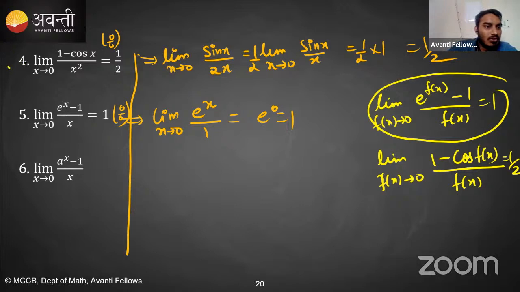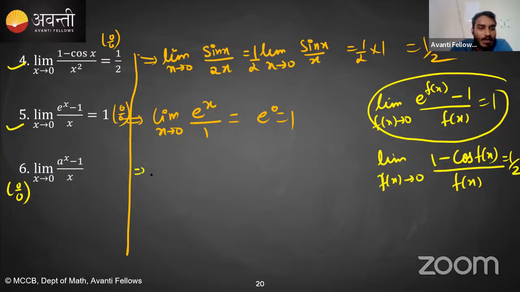So if it is clear, so now students, tell me the answer of the sixth one. I want the answer of sixth one. Limit x tending towards 0, a raised to the power x minus 1 upon x. What is the form? First of all, tell me x tending towards 0, a raised to the power 0 is 1. So 1 minus 1 upon 0. So it is again 0 by 0 form, right? It is again 0 by 0 form. So if it is a 0 by 0 form, so we can directly use the L'Hopital, right?